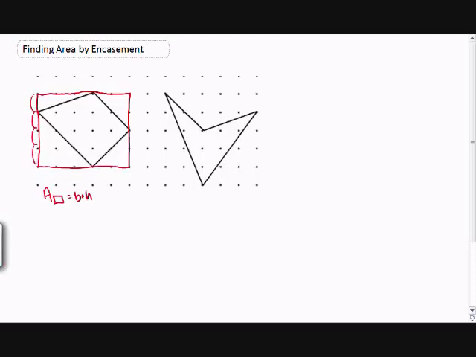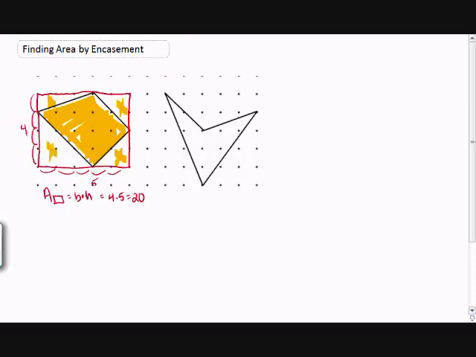This is 4 units, we'll call that the height, and the base is 1, 2, 3, 4, 5. So I have 4 times 5, which is 20 units for the rectangle. Now you're probably thinking, but I don't want the rectangle, I want this thing right here. You're right, but what we can do now is use the area of the rectangle and then subtract these triangles that we don't want, and what we'll be left with is the area that we do want.